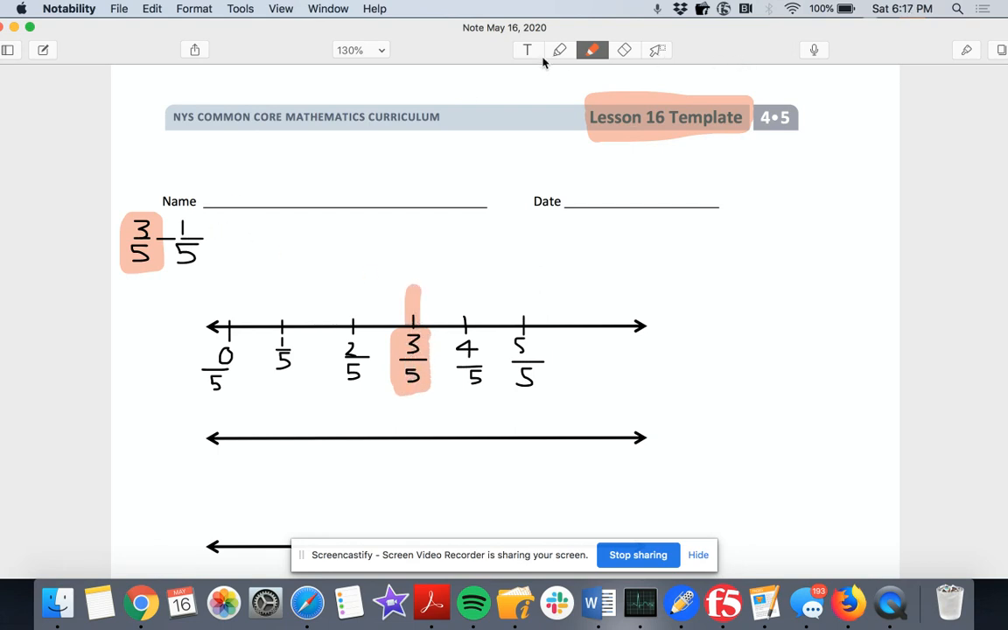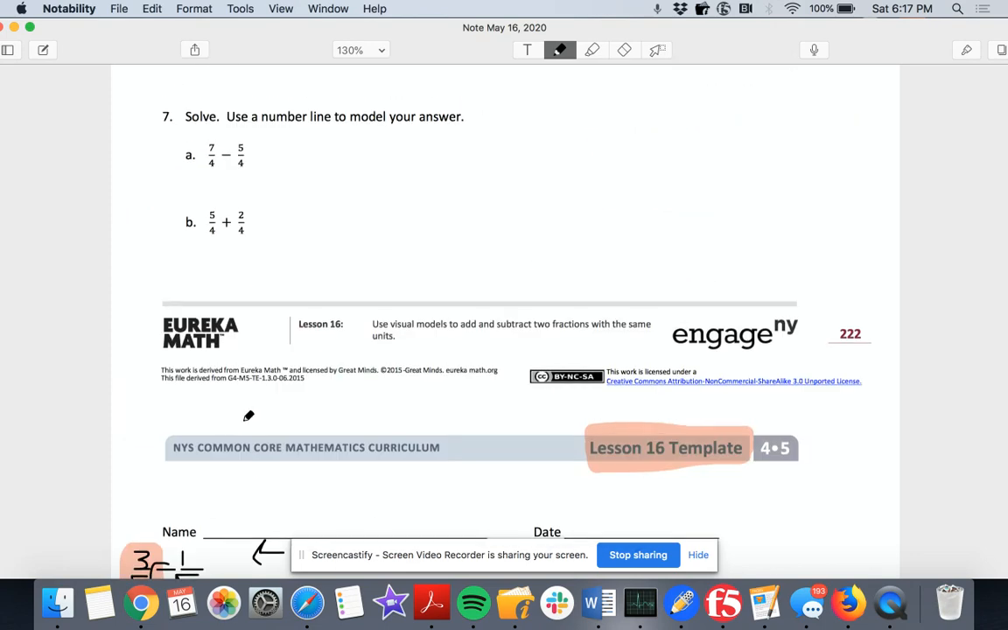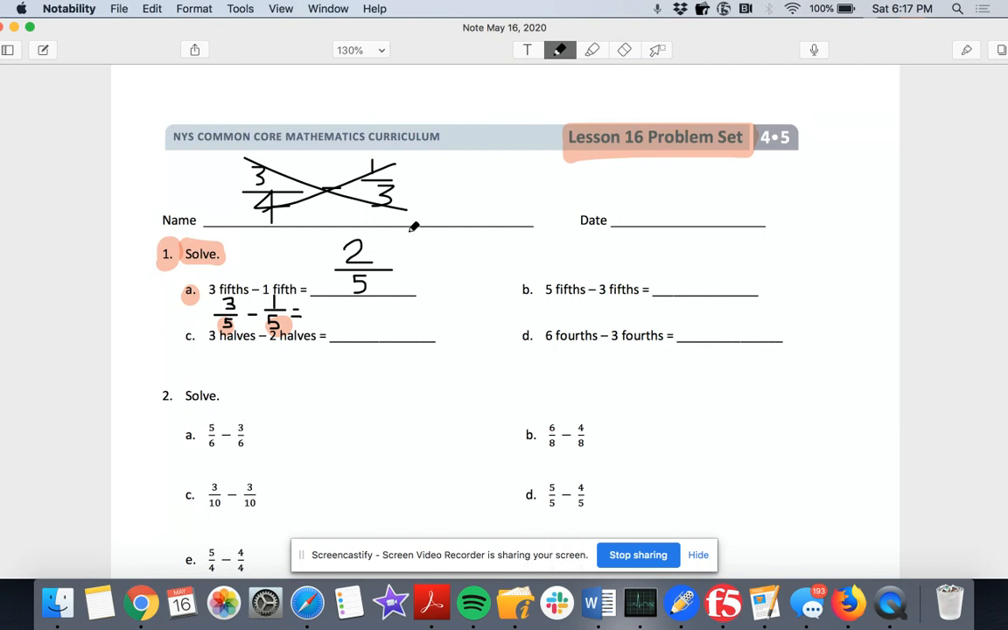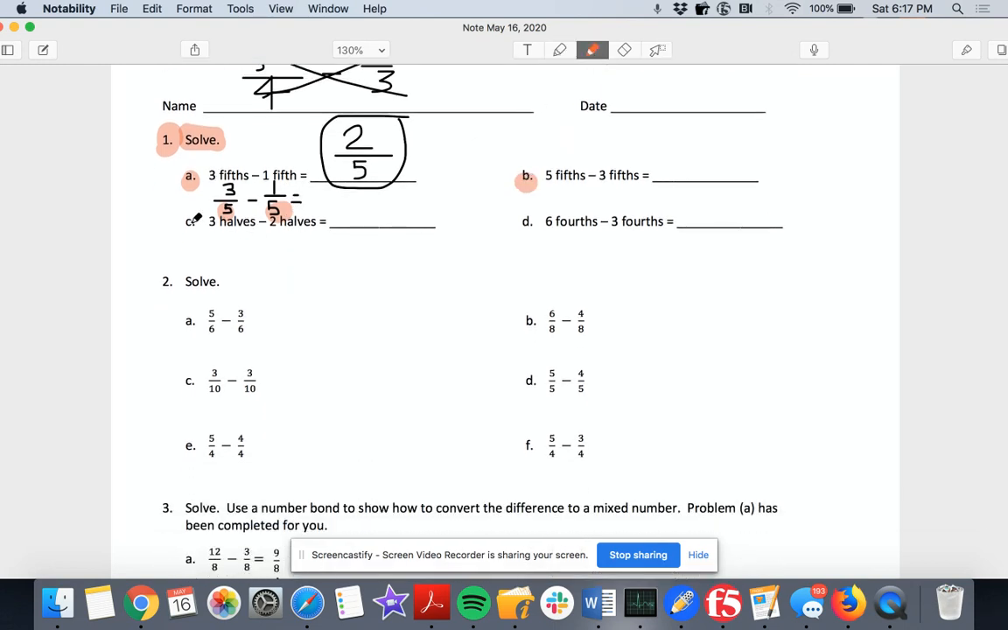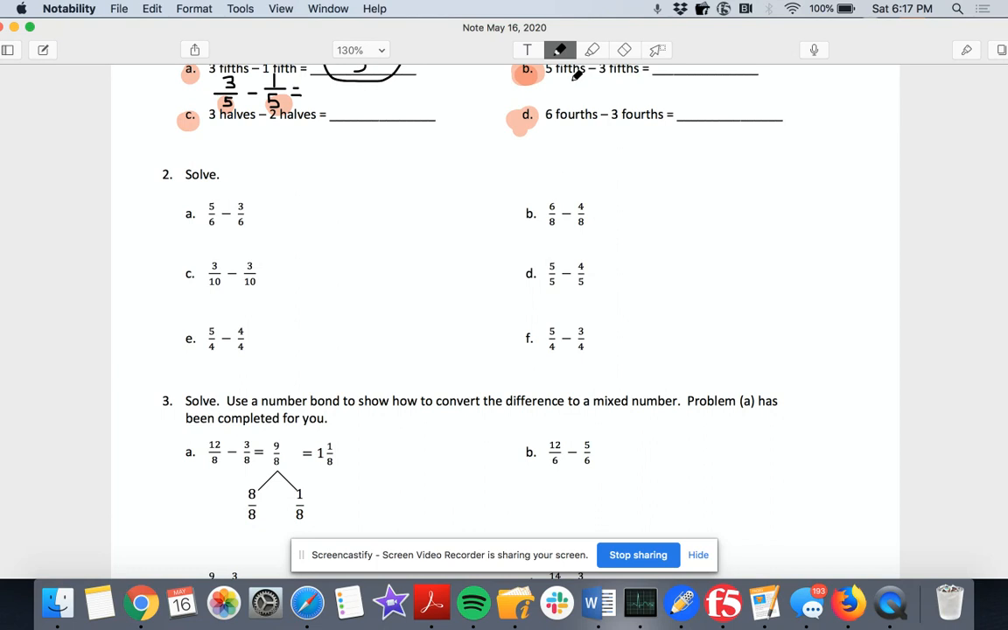They are asking me to subtract. So subtract, we already know we're going to the left, we're going backwards. They're asking me to subtract just 1/5, so I'm going to move one place over to the left. And that brings me to 2/5. And that's the exact same answer I got using the standard algorithm way. Okay, go ahead and try B, C, D on your own. It is your choice whether you want to use the number line or do it the standard way. So let's go ahead and do 2A.